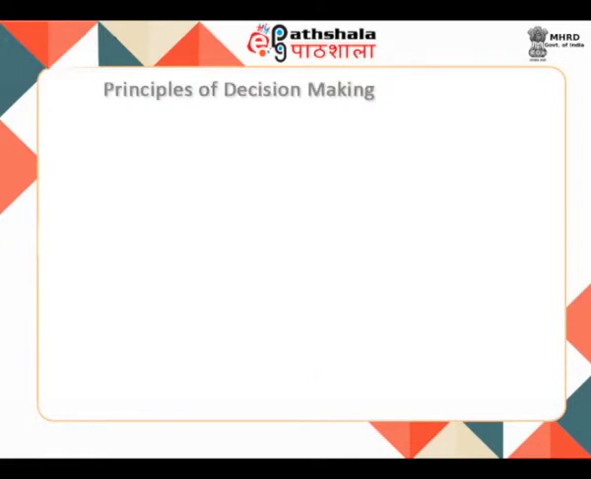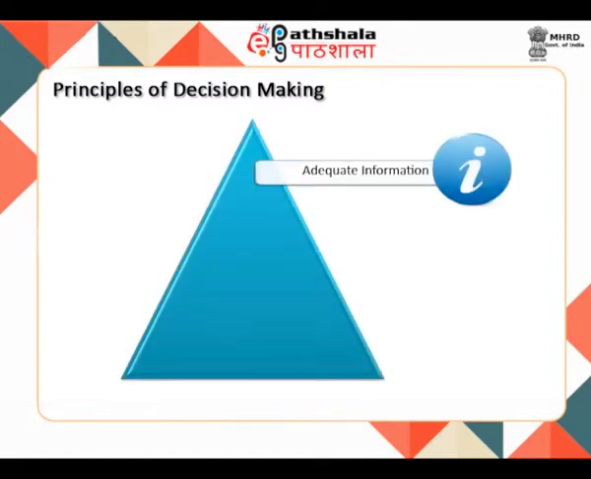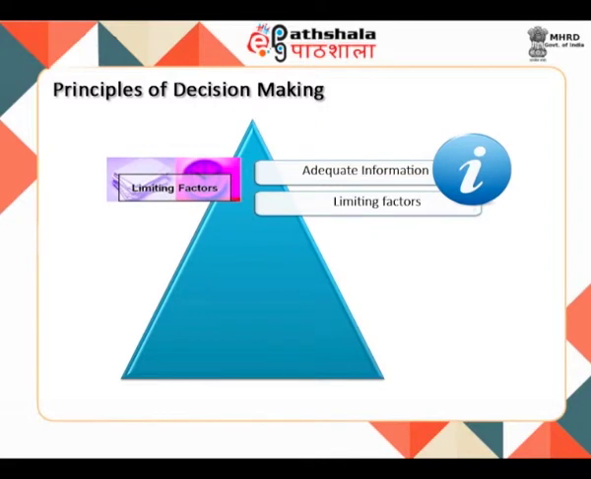Now, let us understand the principles of decision making. These are adequate information. It is necessary to have adequate information to take decisions that might be costly, but it is really important. Limiting factors. Limiting factors that can affect one's decisions, such as technological factors, government, political, economic, etc., should be considered while taking decisions.